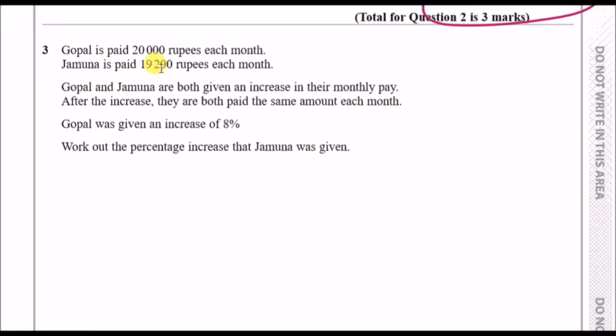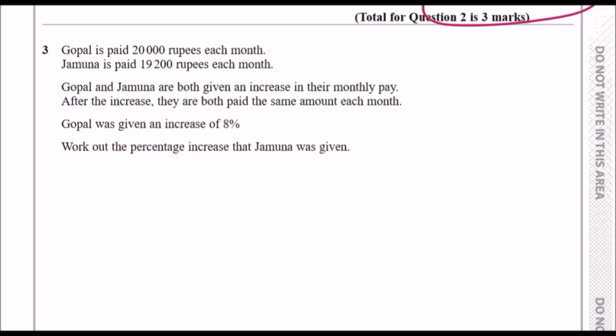Jamuna is paid 19,200 rupees each month. Gopal and Jamuna are both given an increase in their monthly pay. So let's keep this in mind, yeah? After the increase, they are both paid the same amount each month. Alright, so we have to somehow equate these, yeah? Gopal is given an increase of 8%. Work out the percentage increase that Jamuna is given.